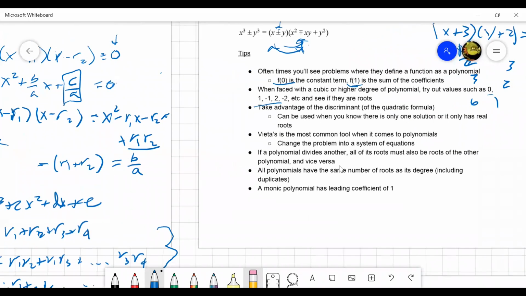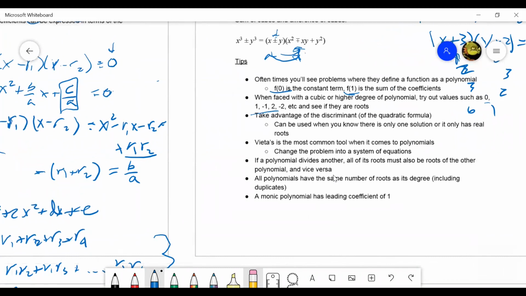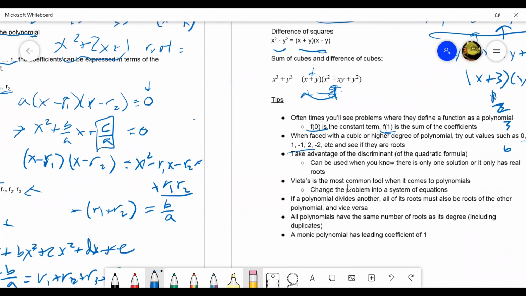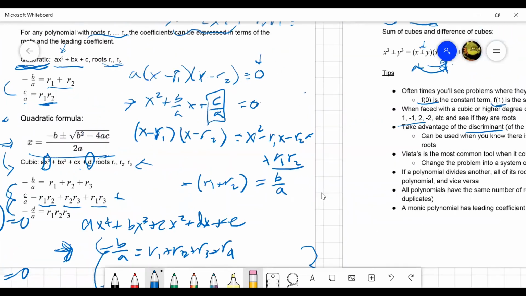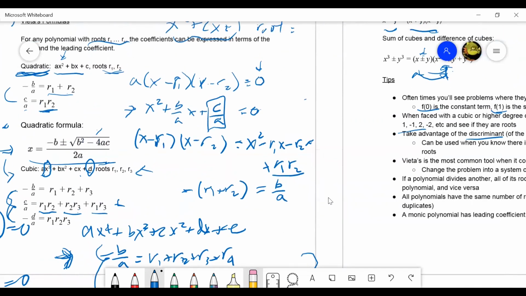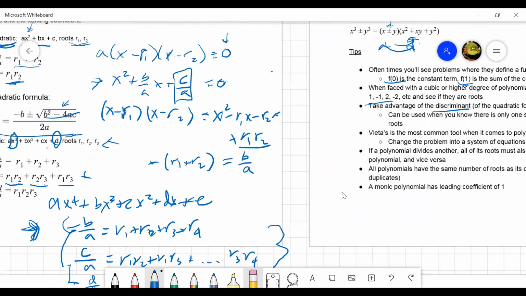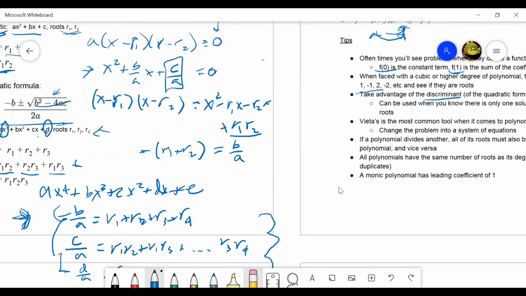Next, I want to talk about the discriminant. Basically the discriminant of a quadratic polynomial refers to the part under the square root in the formula, so b squared minus 4ac. If b squared minus 4ac equals 0, there's only going to be one root. If it's greater than 0, then there are 2 real roots. And if it's less than 0, then there are no real roots.